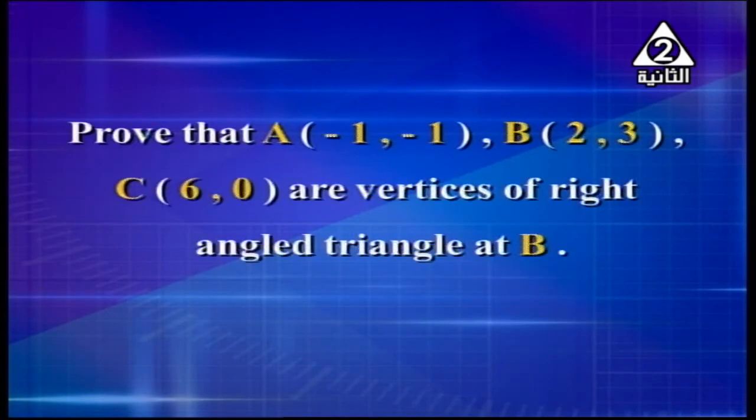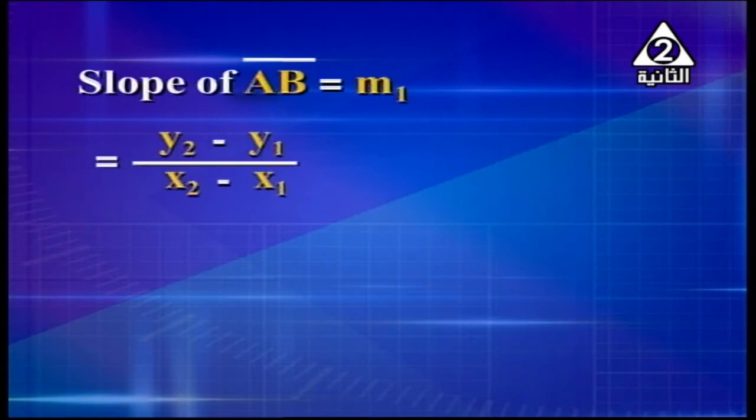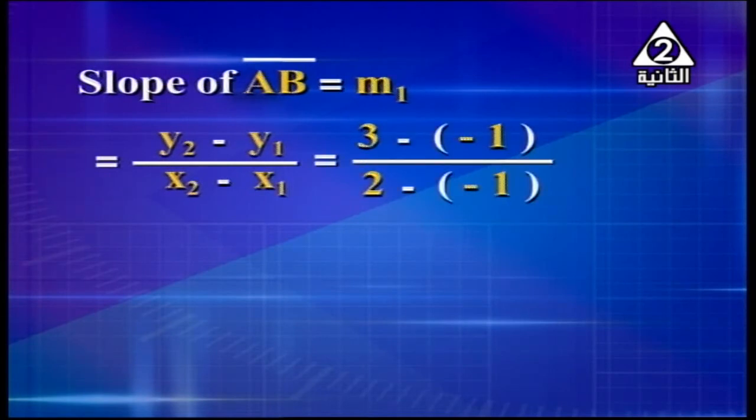Prove that A(-1, -1), B(2, 3), and C(6, 0) are vertices of a right angle triangle at B. To prove that they are perpendicular, as angle B will be 90, first of all, we must find the slope of AB. It is denoted by M1, which is equal to y2 minus y1 over x2 minus x1, which is equal to 3 minus -1 over 2 minus -1, to obtain a result as 4 over 3.